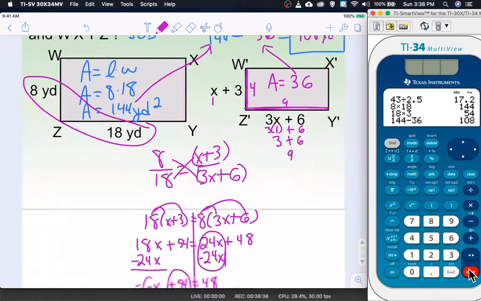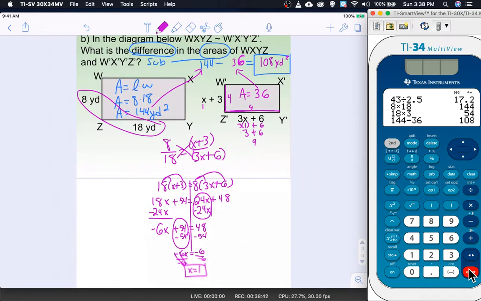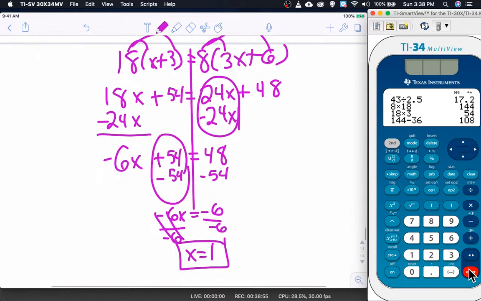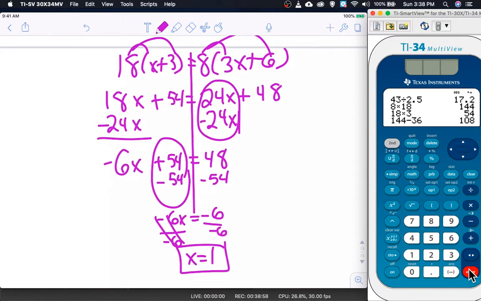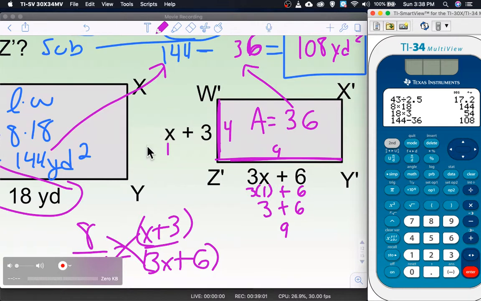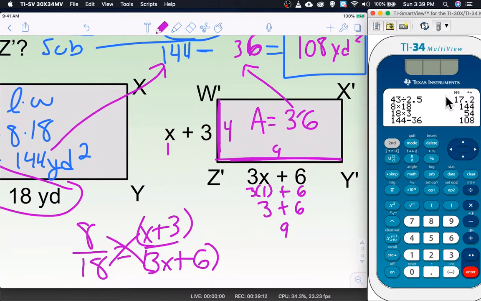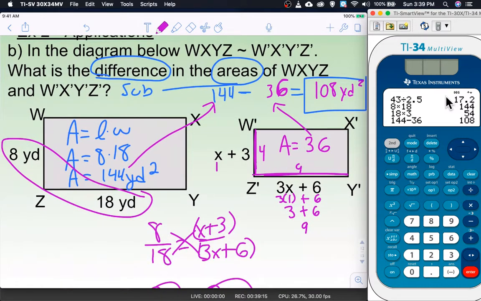And all of this work was just to get us there. That was finding the area of the big rectangle, setting up a proportion comparing both rectangles because they're similar, solving the equation, finding x is 1, plugging x of 1 in for x in our second rectangle to find the length of its sides, finding the area of the second rectangle, and then finally subtracting the areas. Find the difference of the areas. That was a very hard problem. That was a long problem.